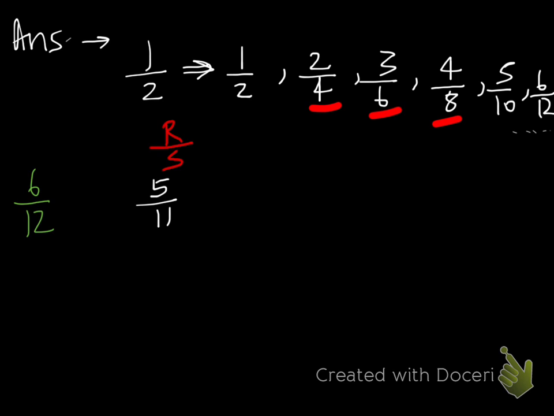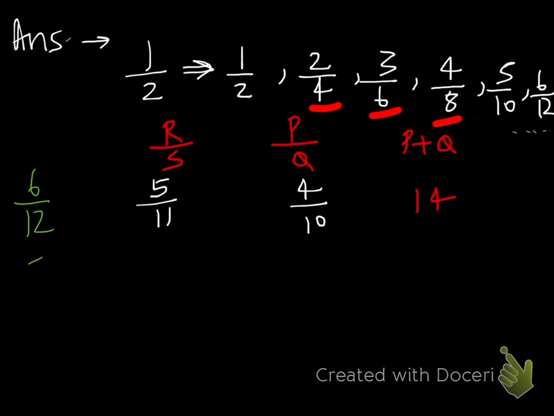We can arrive at p by q as well. If r by s was 5 by 11, subtracting 1 from both numerator and denominator, we get 4 by 10. So the values of p and q are 4 and 10 respectively, and the value of p plus q in this case is 4 plus 10, which is 14.